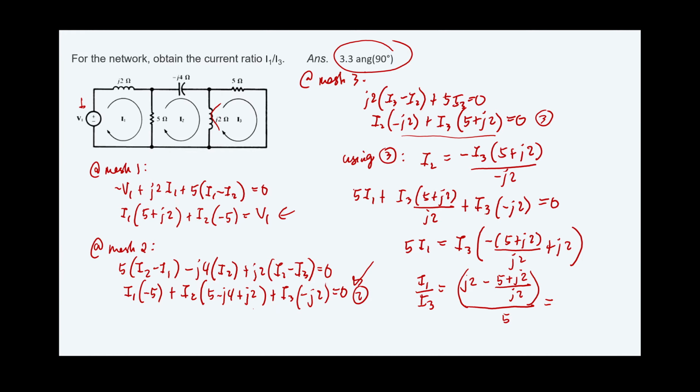Oh, I think I made a mistake again. Plus j2, i3. Sorry, I think we missed this one, no? In our equation, we missed this term. So that's why there should be something here.